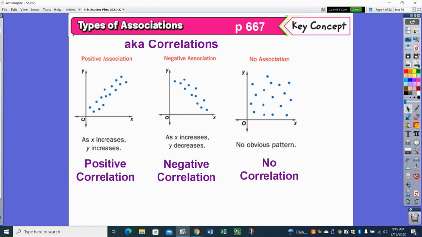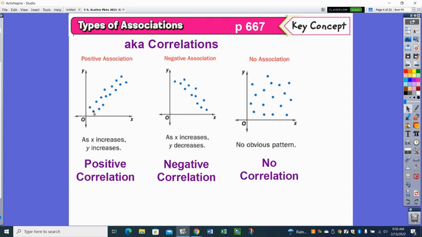So on page 667, we talk about correlations or associations. Those are synonyms. Another word would be connection. Do the two data sets connect? So there are three things that you're going to look for at the start here under correlation.